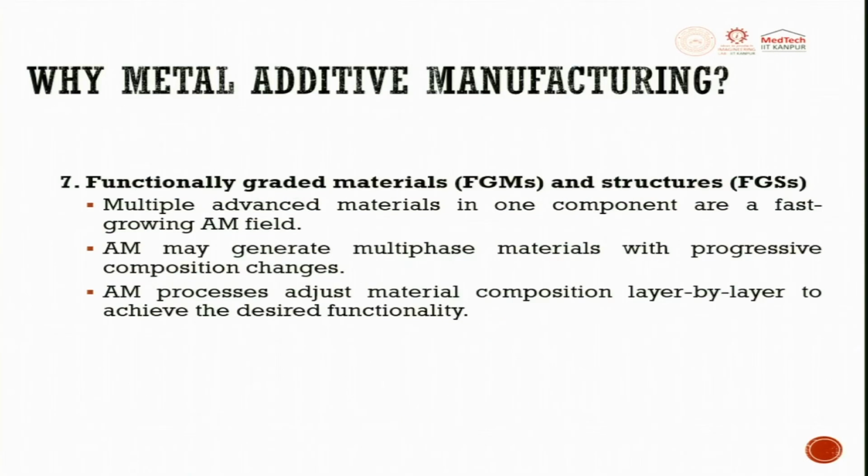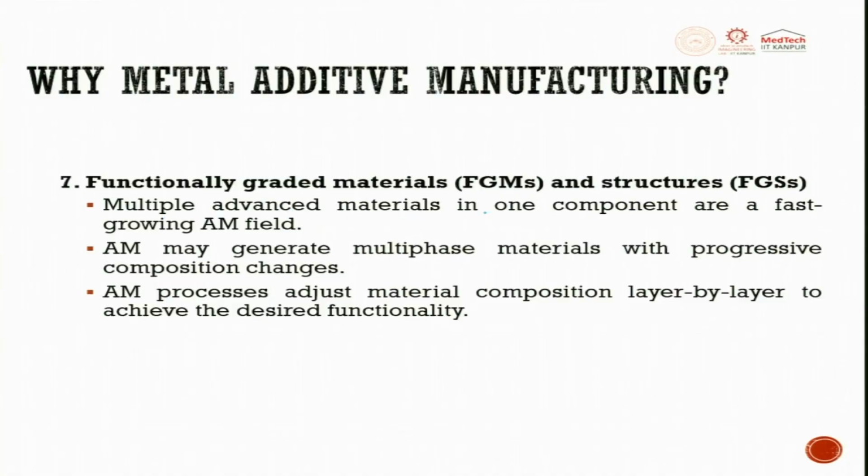talking about the aero industry. Functionally graded structures and functionally graded material, multiple advanced materials in one component, are a fast growing AM field. Why are we talking about this? If you look at the skin in your body, it is functionally graded. On top you have dead cells, then you have another set of cells, then another set of cells. So there is a gradation, and this gradation takes care of multiple uses. In the same way, they want to develop materials which have several layers and give proper functional protection from the service condition.